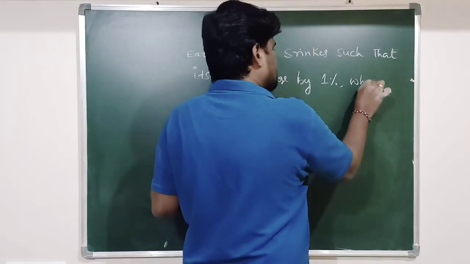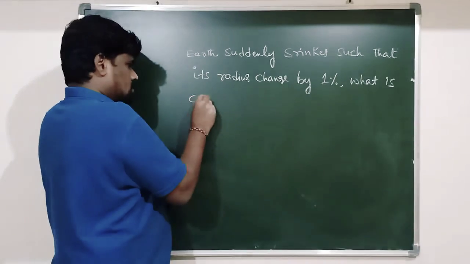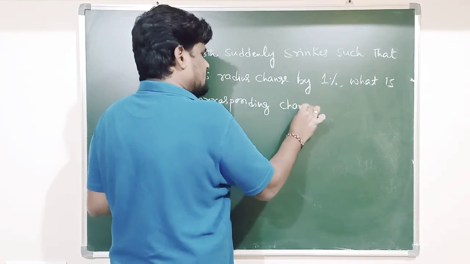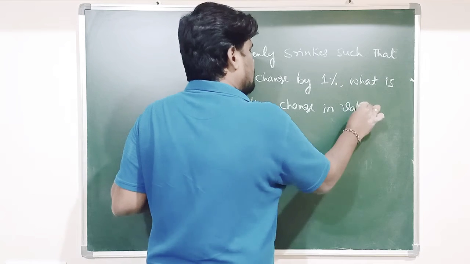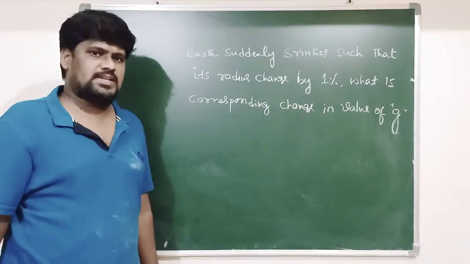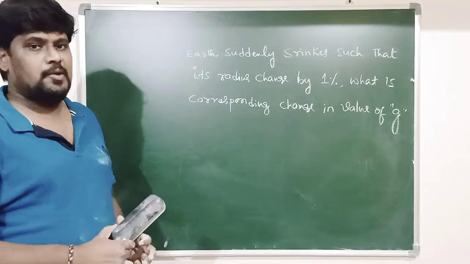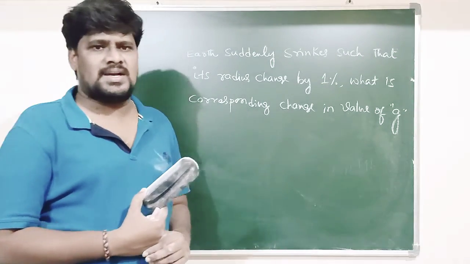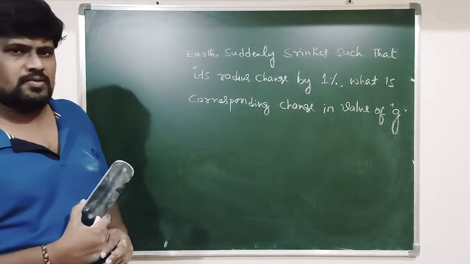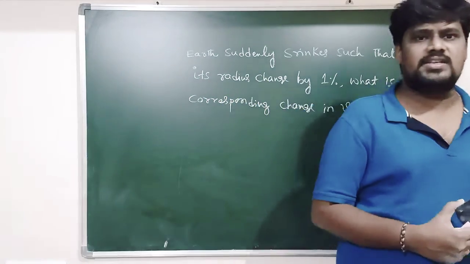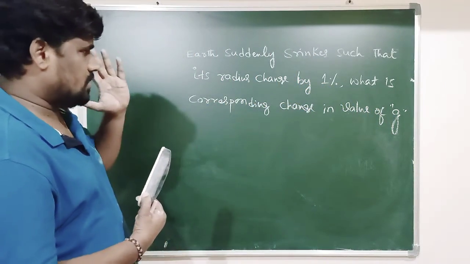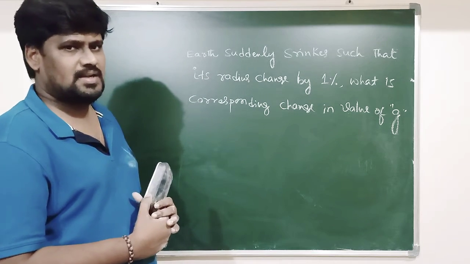What is the corresponding change in the value of g? What is g? Acceleration due to gravity. You know that the acceleration due to gravity of any planet depends on its radius. When the radius of a planet changes, definitely the acceleration due to gravity must also change. Here the radius of the earth is suddenly changed by 1% on shrinking the earth. The earth suddenly shrinks, and its radius changes by 1%.